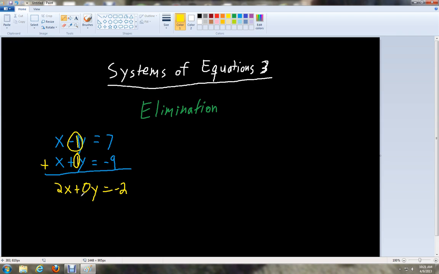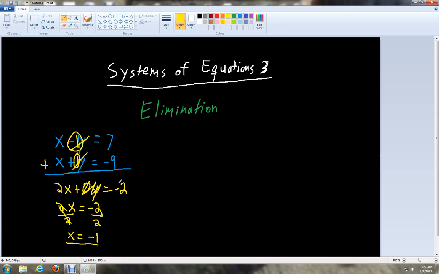So notice here that the variable that we eliminated was y, right? So the y actually goes away, and then we're just left with 2x equals negative 2, and then we divide both sides by 2. So x equals negative 2 over 2, which is negative 1. So that was pretty easy, right? We actually eliminated the variable y, and then we solved for x.